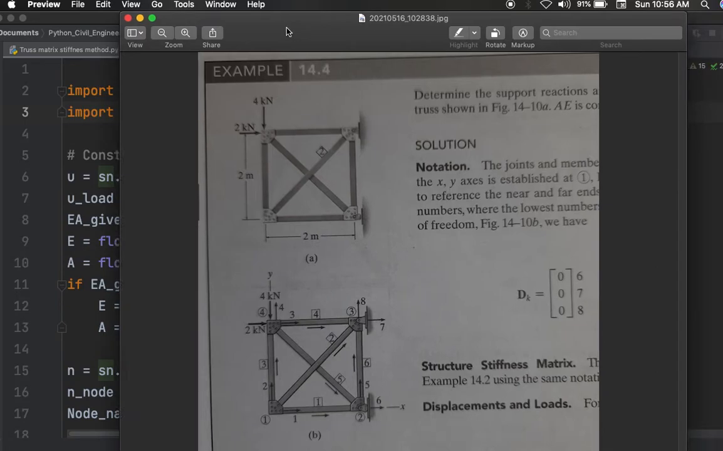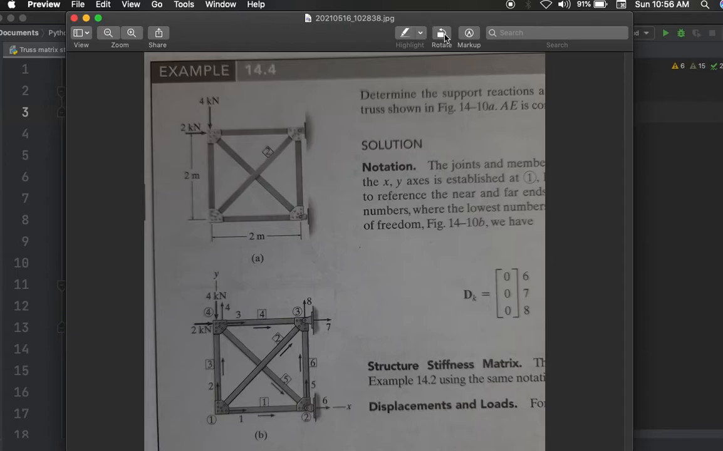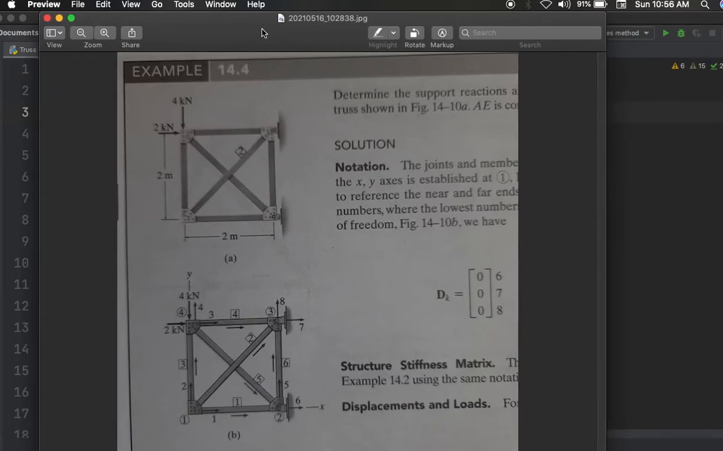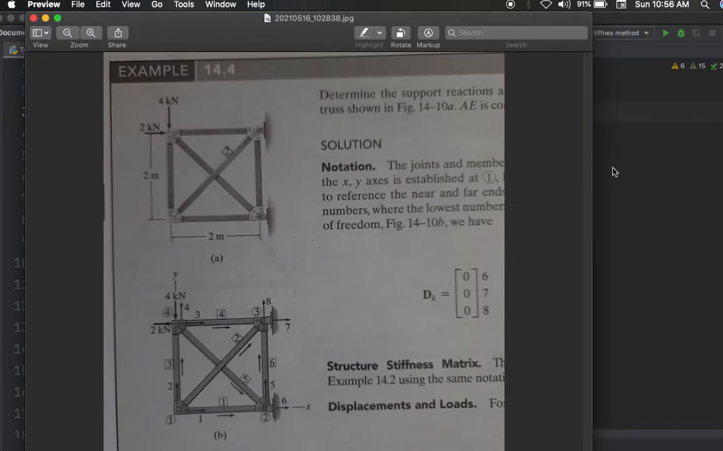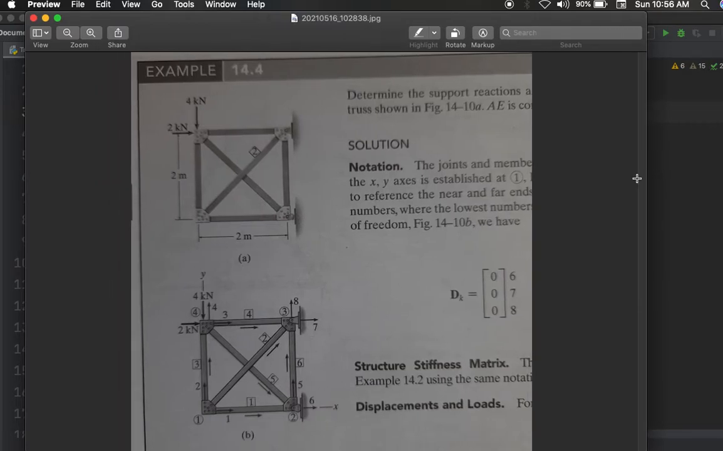Okay, so first of all, in order to use this program, you must understand the working of the stiffness method. If you don't know that yet, you should go and read the book. At least you should understand the numbering of the joints and the members and the flow direction, how it is put in the problem. This is the most important part of solving any stiffness method problem. Let me brief you about that.